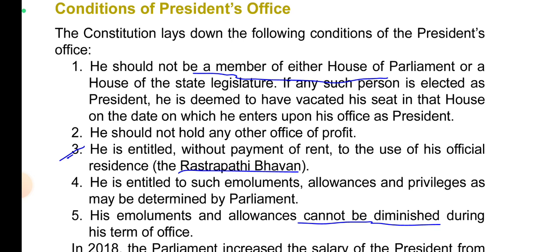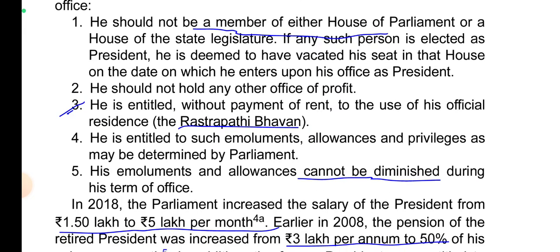Conditions of president's office. The Constitution lays down the following conditions of the president's office. He should not be a member of either House of Parliament or a House of the State Legislature. If any such person is elected as president, he is deemed to have vacated his seat in that house on the date on which he enters upon his office as president.